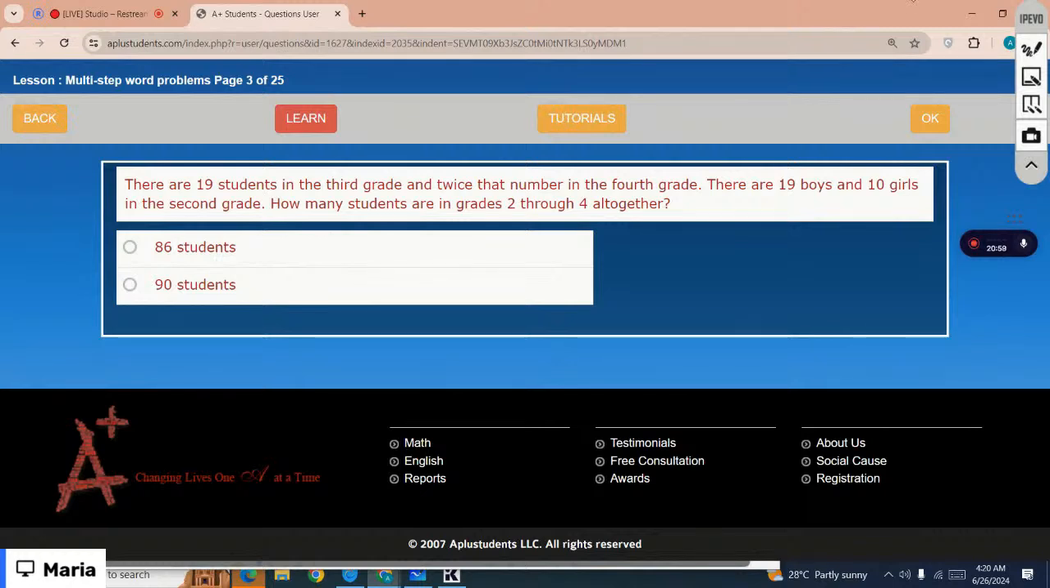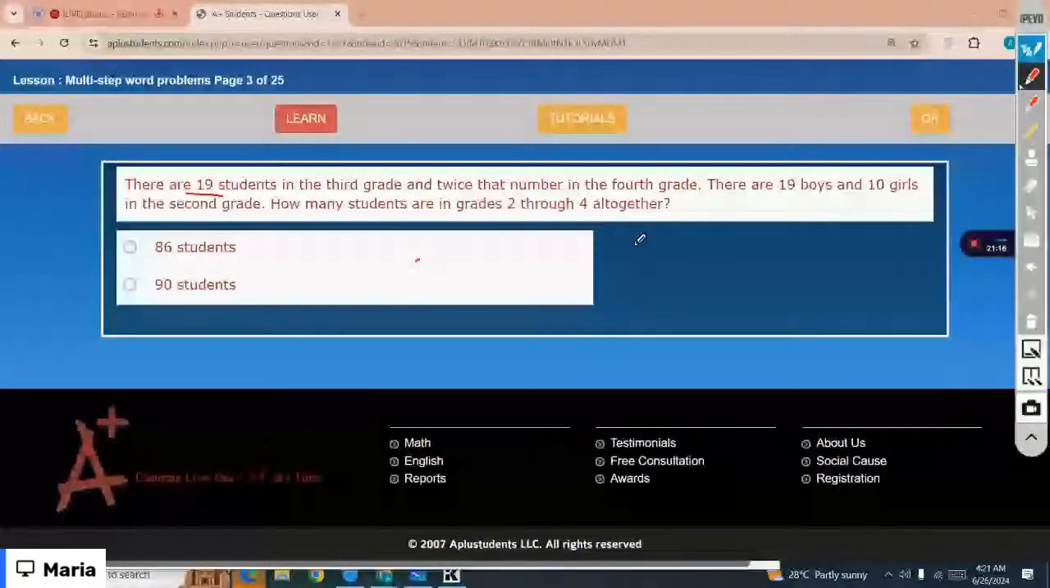There are 19 students in the third grade and twice the number in the fourth grade. There are 19 boys and 10 girls in the second grade. How many students are in grades 2 through 4 altogether? You have to calculate the total students, right? So in grade 3, you have 19 students and twice that number in grade 4. So that means in grade 4, you have 19 times 2. That is 38.